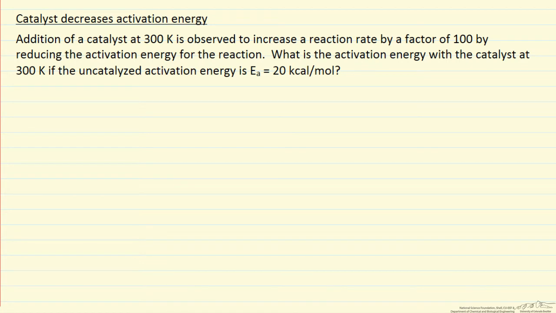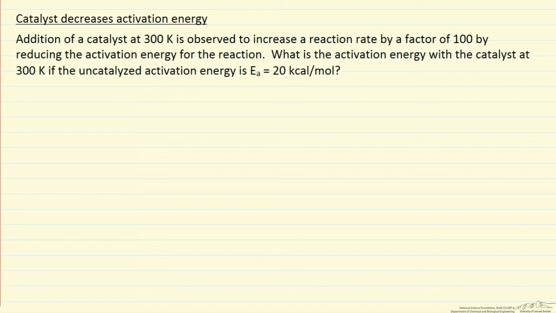When we add a catalyst to a system where a chemical reaction is taking place, if we pick the right catalyst, it can increase the rate of reaction. So we're looking at a case where at 300 Kelvin, the rate of reaction increases by a factor of 100 by adding a catalyst. And it does this by reducing the activation energy, keeping everything else about the reaction constant, the same order reaction, the same pre-exponential factor.